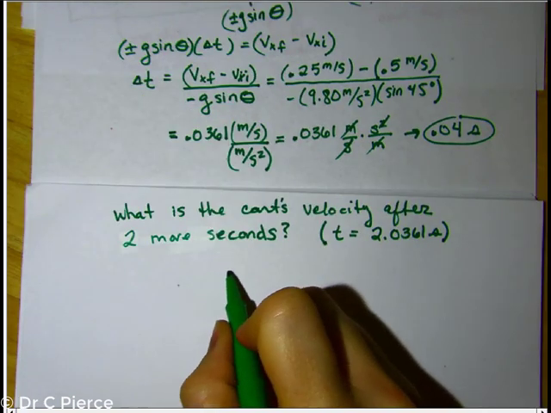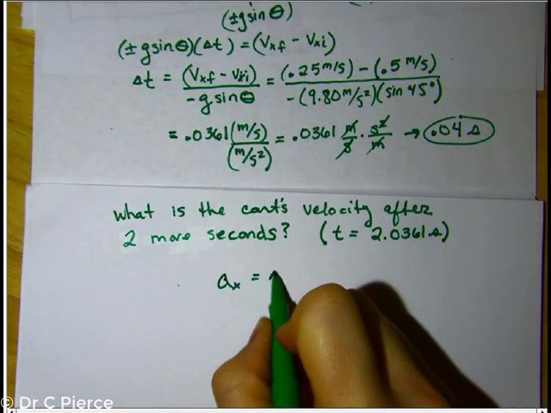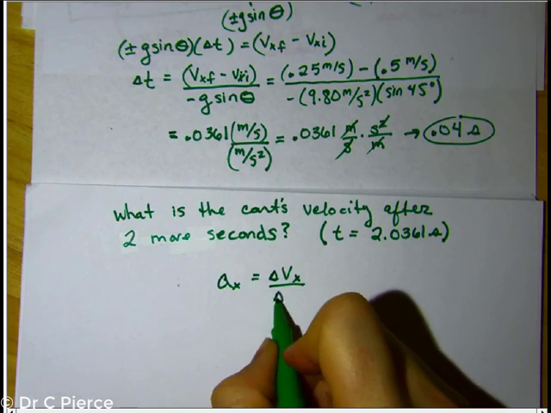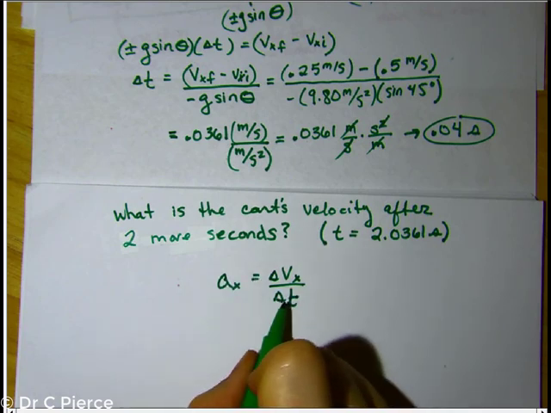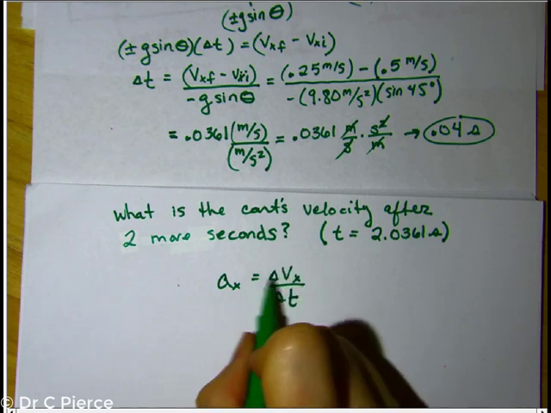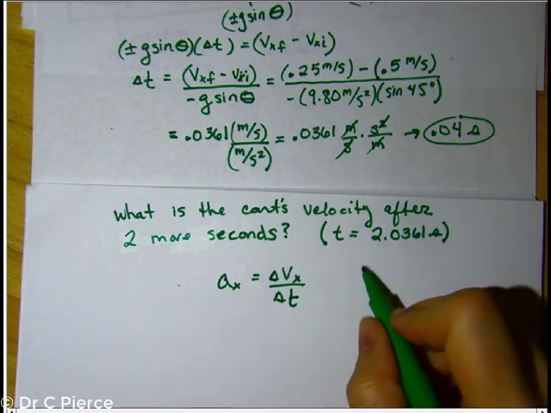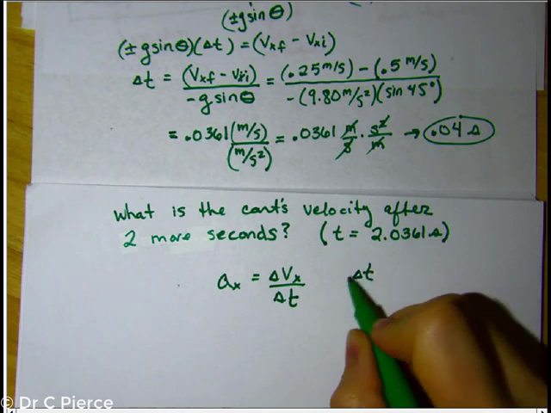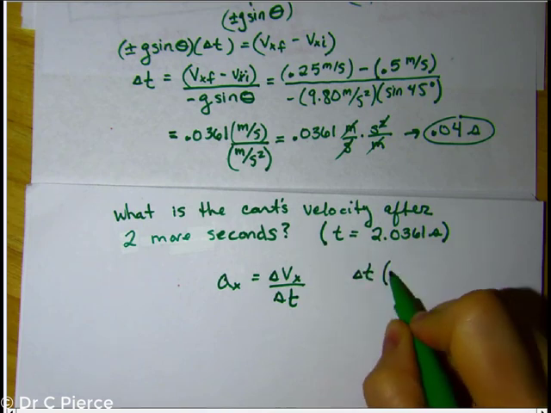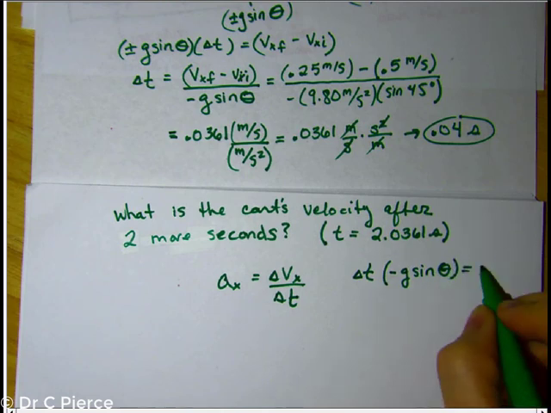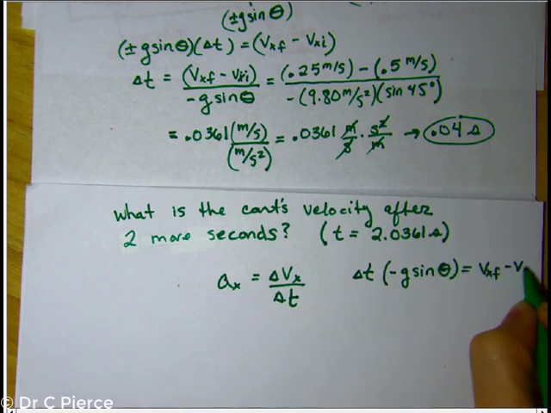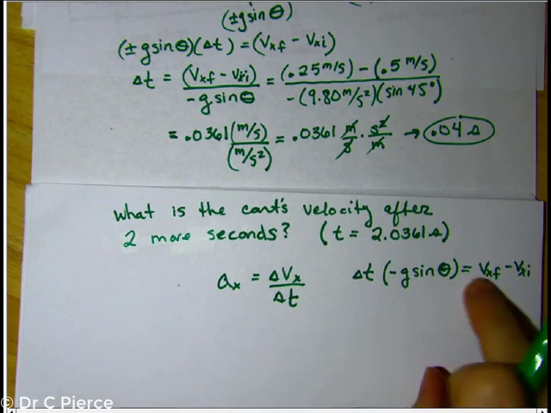So I could use this equation again. And this time I know AX and I know delta T, but I want to be solving for V final. So then multiplying the delta T up here. And the AX was negative G sine theta. And delta Vx is Vxf minus Vxi. So then to get Vxf by itself, I add Vxi to both sides.